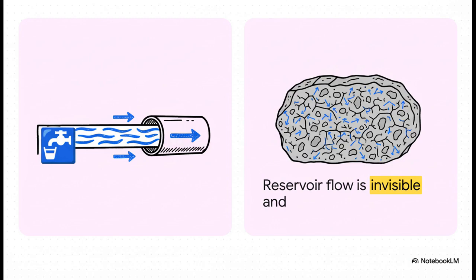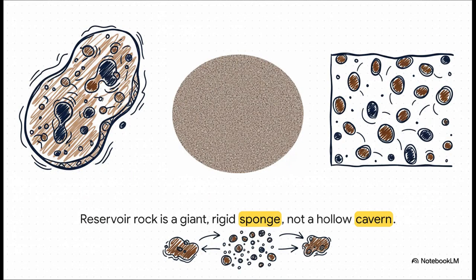It's completely invisible. And you have to forget any image you might have of these huge underground caves filled with oil. That's a total myth. The reality is, well, it's a lot more like a massive, solid rock sponge. It's filled with countless microscopic pores, and all those tiny little spaces are connected, holding the oil and gas.